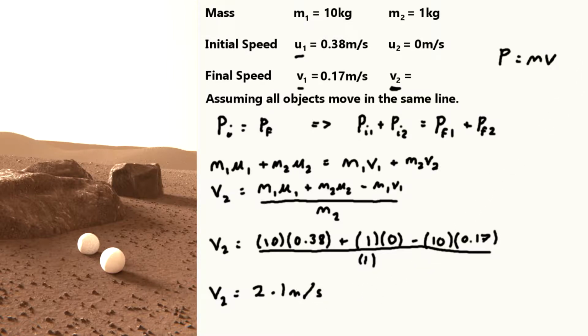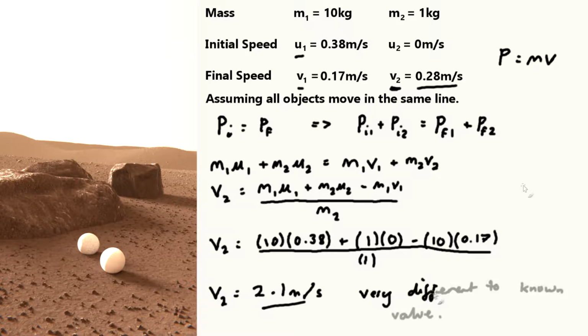Let's compare this to the correct answer, which is 0.28 meters per second. This is very different, and so we have to decide why. The reason is because in this question we assume that there is no energy loss. We assume that it is something called an elastic collision, when this is never going to be true in real life. And in this example, there is a huge energy loss to the environment.